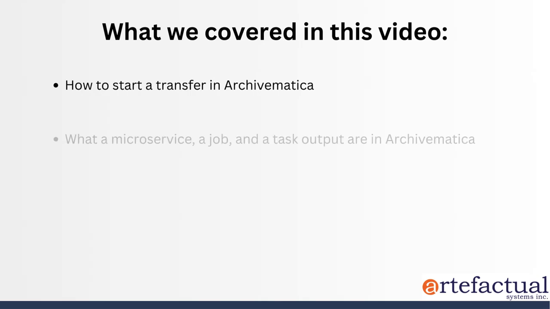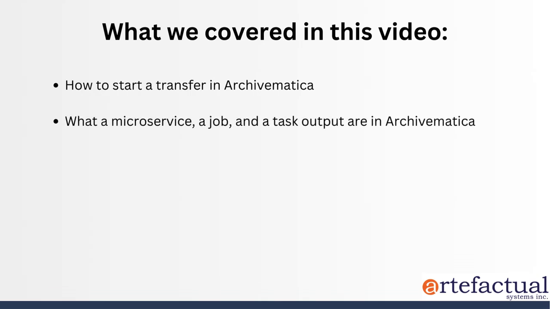All right, so just for a quick recap, in this video, we saw first how to start a transfer in Archivematica, then what a microservice, a job, and a task output are, and lastly, how to make a decision for a microservice. In the next video, we'll take a closer look at the ingest tab, as well as normalization and other processes that help transform your content into an AIP.